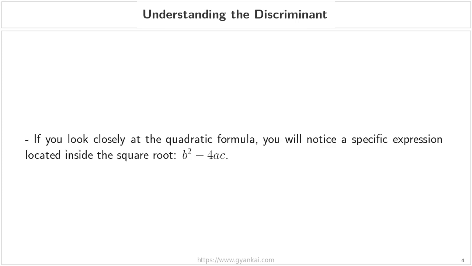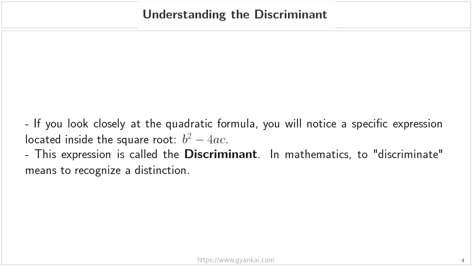Understanding the discriminant. Now, if you take a closer look at the quadratic formula we just discussed on the previous slide, you will notice a very specific expression tucked away inside the square root symbol, b squared minus 4ac. This particular part, b squared minus 4ac, is known as the discriminant.